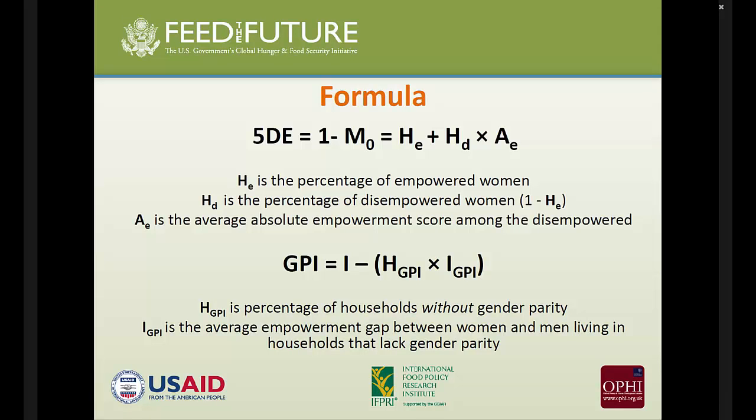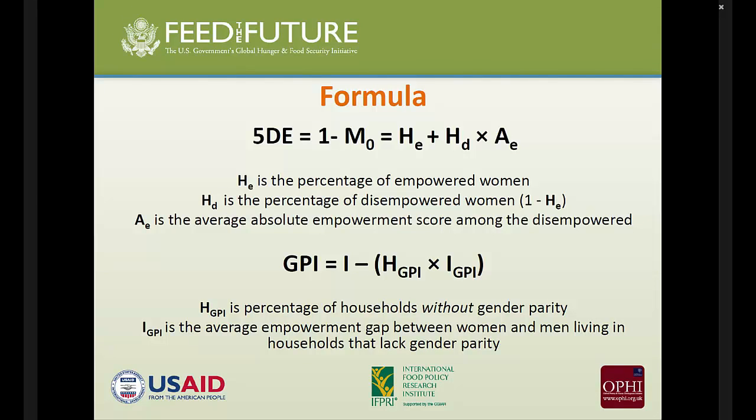5DE includes all the households, both dual adult households and female-headed households, because all you need here is only the women's scores. So there's a 5DE for the women and there's a 5DE for the men. All the men's scores, you get a 5DE for the men.